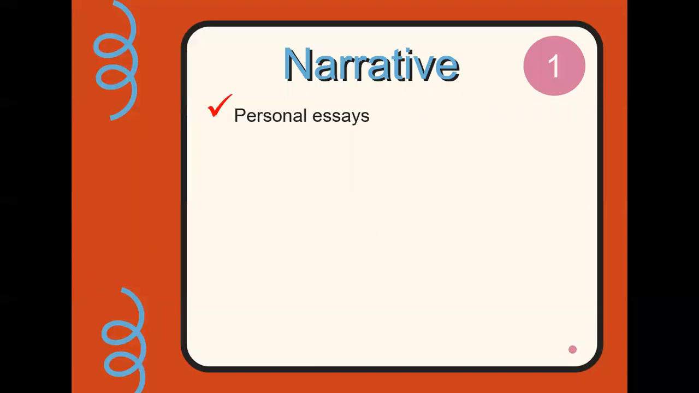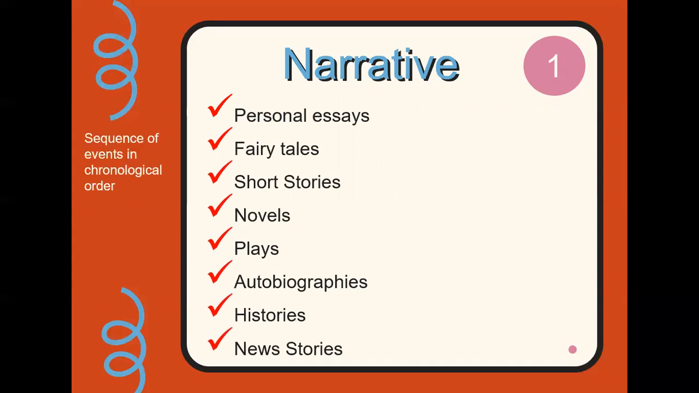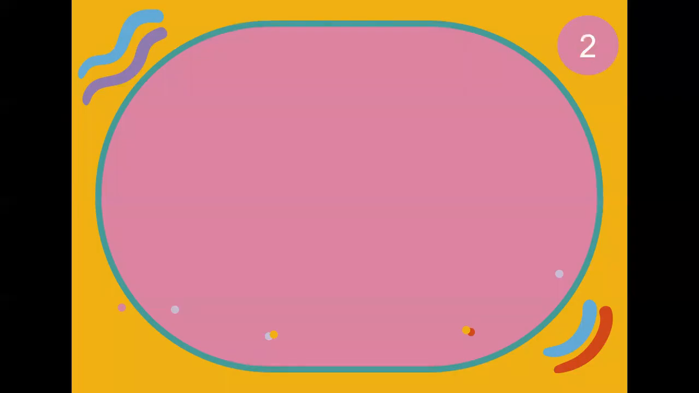So the narrative style deals with the writer's expression whereby he writes about the events in a chronological order, and this could be done either while writing a personal essay or a fairy tale or short stories or novels or plays, autobiographies, histories, and news stories. Now, we can say that this narrative style is a sequence of events in a chronological order, or it could be an imagined tale with flashbacks or multiple timelines. Having understood the narrative style of writing, let us now move on to the descriptive style of writing.